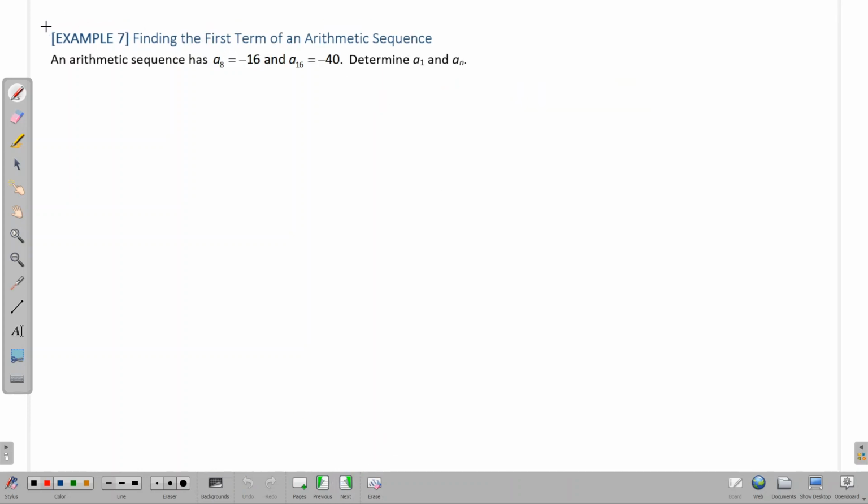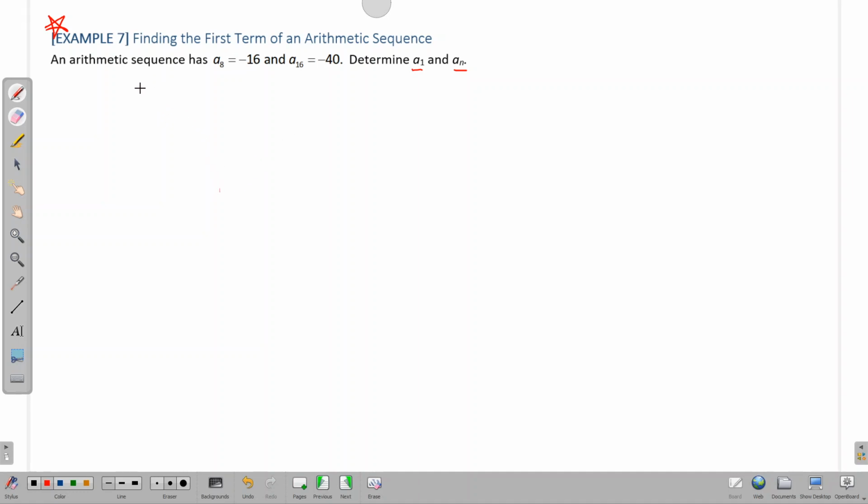Okay, the next one. This one is always the one that causes the most trouble. It's the most work, so obviously that's probably why it causes the most trouble. So you want to make sure you're definitely getting good notes on this one. So we're asked to find the first term and the explicit formula. All we are given is the 8th term is negative 16 and the 16th term is negative 40.